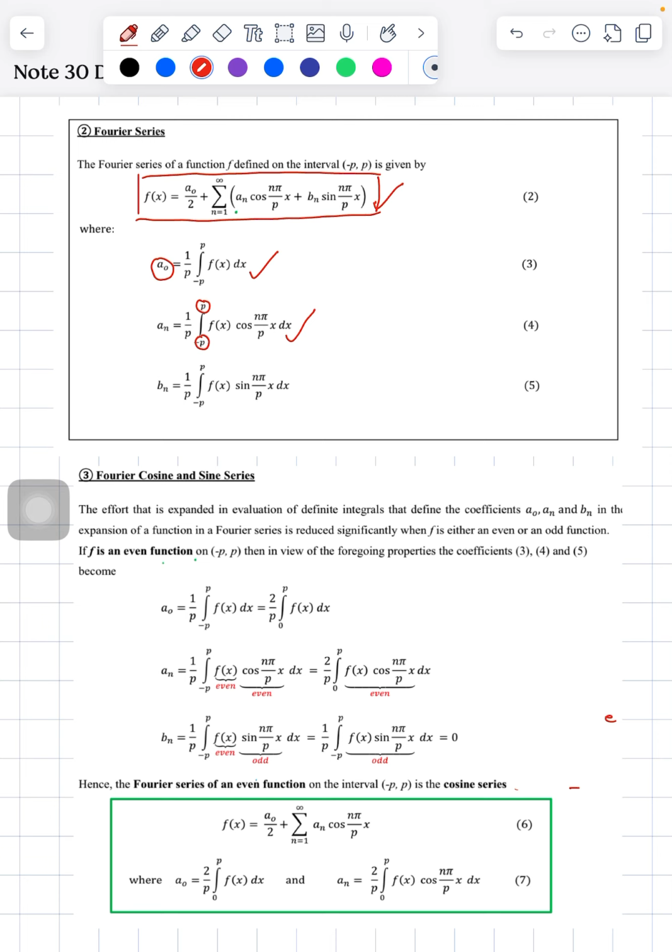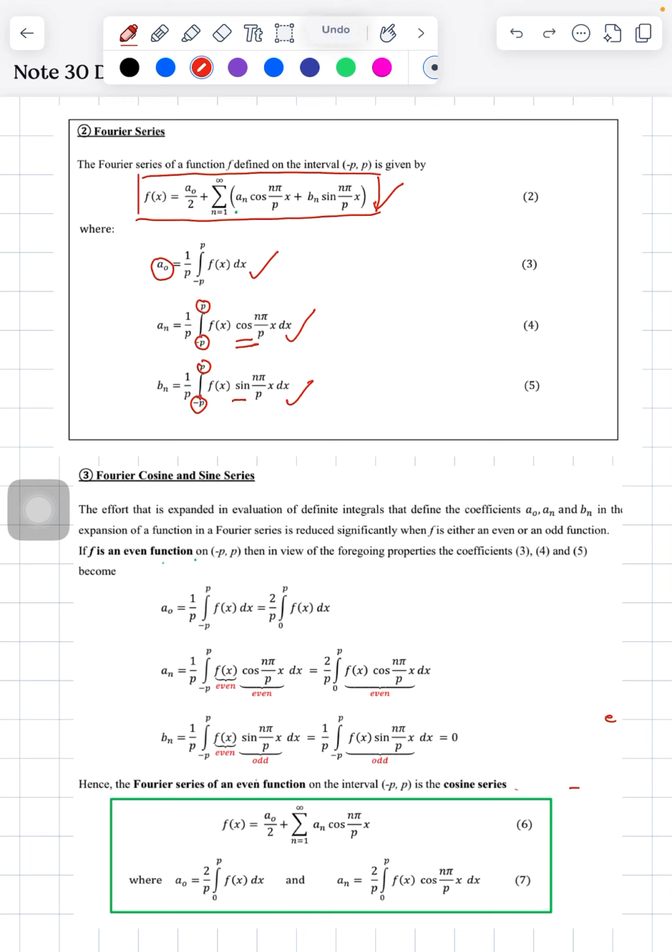Okay, then for b_n, the formula is 1 over p, the integral of f(x) sin(n pi over p x) dx from negative p to p. Okay, this is for b_n. Okay, the difference between a_n and b_n is, for a_n we have cos, for b_n we have sine. Okay, all these formulas will be given during the exam.